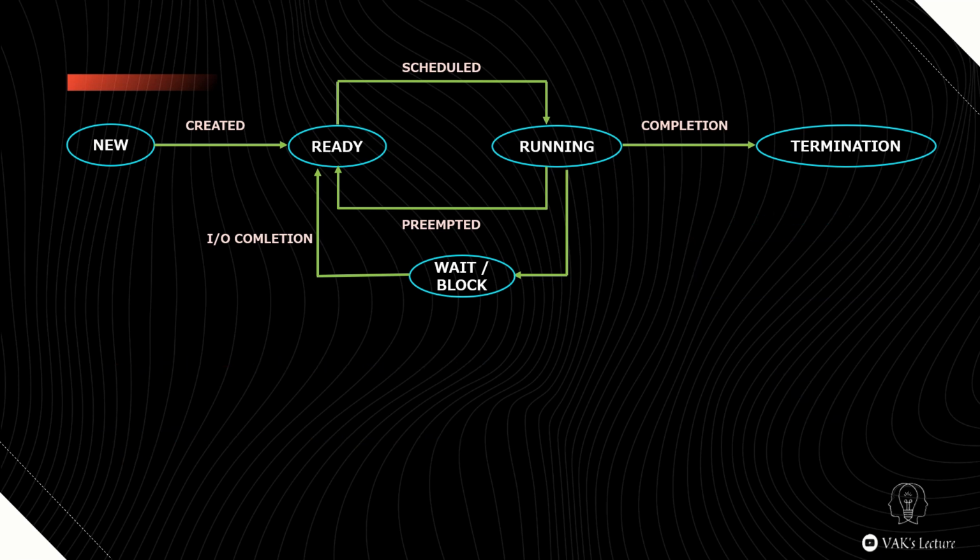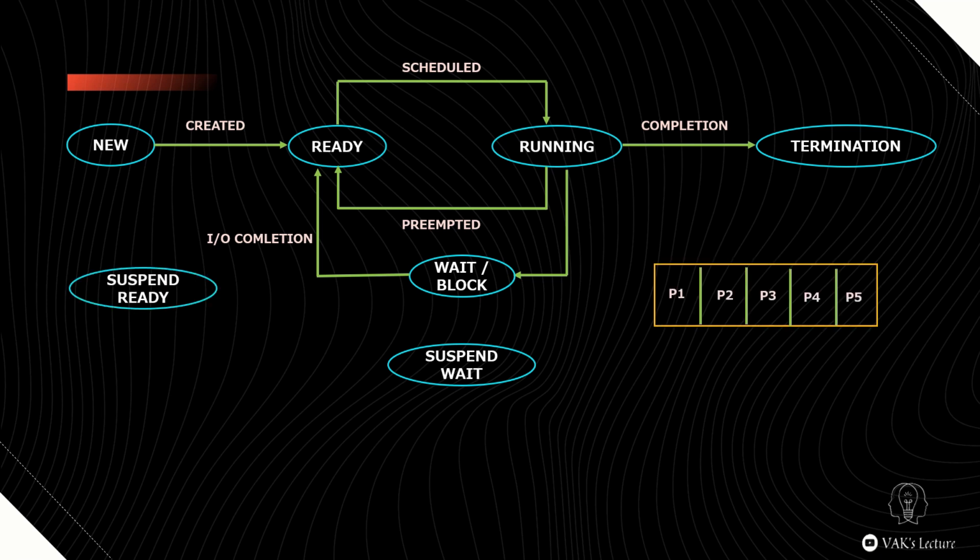These are the primary process states. There are some additional states also. One state is suspend wait and the other state is suspend ready. Let us understand with an example. Let us say many processes need IO operation. So the CPU sends them to the wait and block state. They are stored in the waiting queue, which is present in RAM.